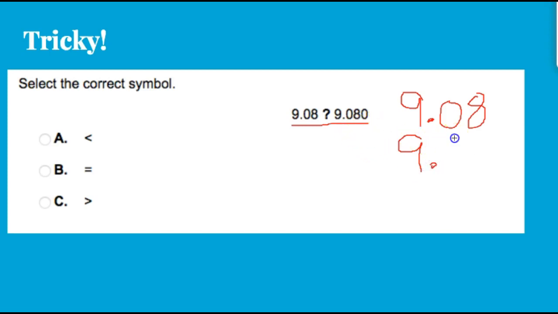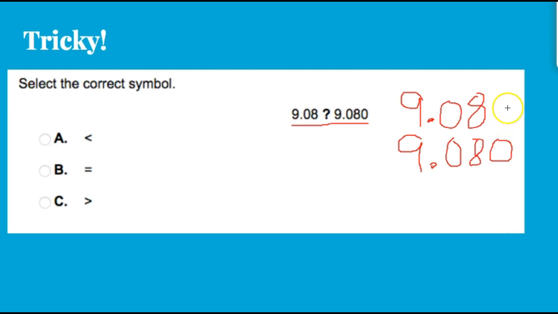I have a 0, 8, 0, so I have to line them up exactly. Excuse the horrible, this is so hard to do with the mouse. Okay, so I always start at the left-hand side. My ones place is the same. That doesn't help me any. The tens place is the same. The hundredths place is the same. So I have to go out here to the thousandths place. Well, this one has a 0. This one has nothing. Sometimes that confuses people.